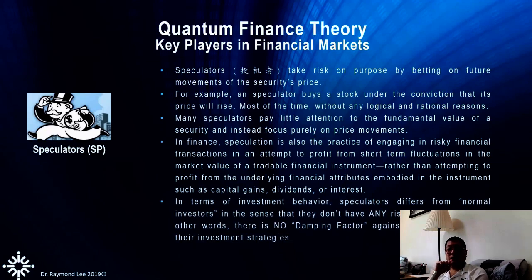In terms of investment behavior, speculators are different from the normal investor in the sense that they don't have any risk control mindset. We will talk about this because we are trying to model that. In other words, there is no damping factor against the market volatility. You can see what the risk taking is: it's the market volatility, irrational movement or oscillation. So for that kind of investor, there is no damping factor on controlling their buying or selling. We return to this later on.